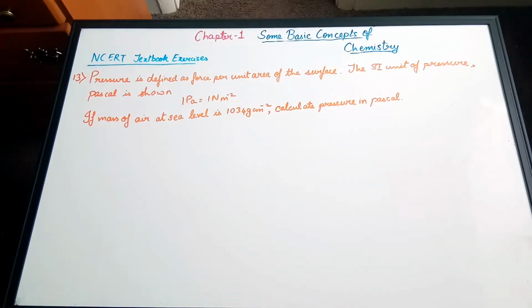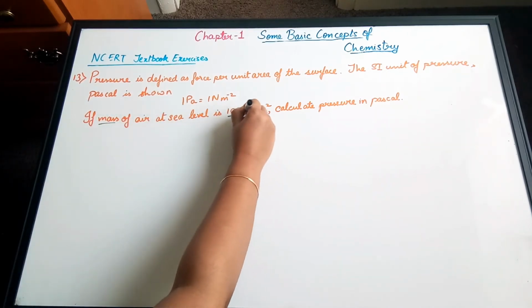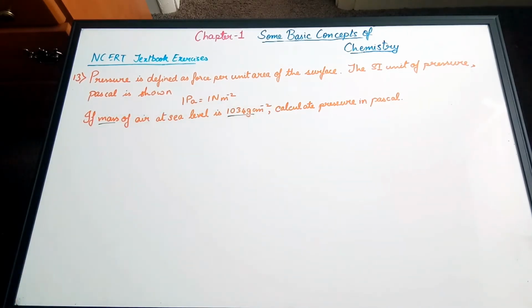Question number 13. Pressure is defined as force per unit area of the surface. The SI unit of pressure is Pascal, shown as 1 Pa equals 1 newton per meter square. If the mass of air at sea level is 1034 grams per centimeter square, we need to calculate the pressure in Pascal. So we've been given the mass of air at sea level, that is 1034 grams per centimeter square, and we need to calculate the pressure in Pascal.